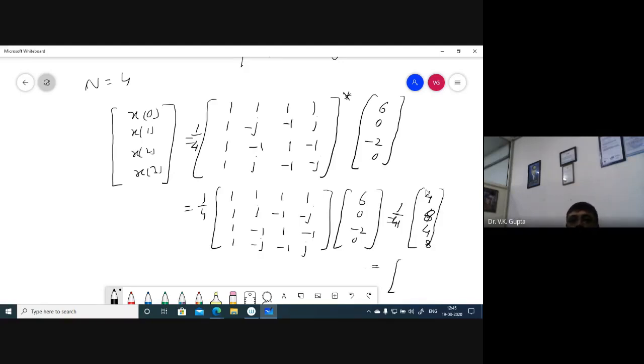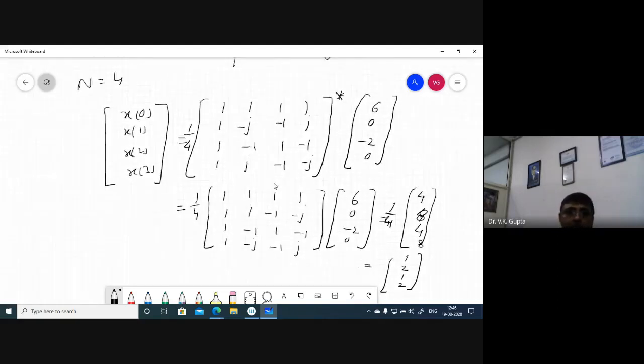What will be the output? This is divided by 4: 4 by 4, 8 by 4, 4 by 4, 8 by 4. This is 1, 2, 1, 2. So by using a similar matrix method, we can calculate inverse DFT also.